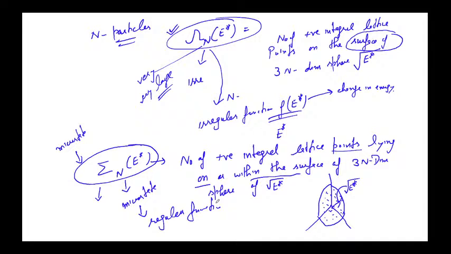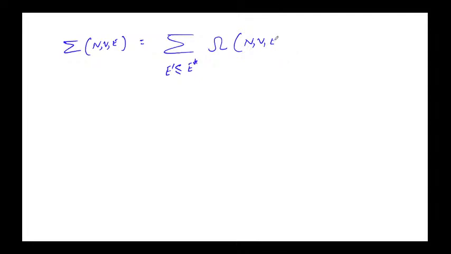So how can we use this new microstate to solve for the parameters? This new microstate is a function of N, V and E, and the value of this E can be less than or equal to E star. So we generally represent the microstate something like this.